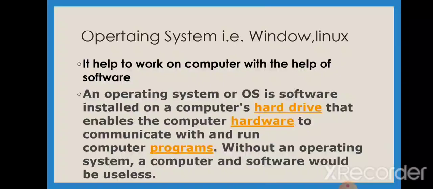An operating system, or OS, is software installed in computer hardware that enables the computer hardware to communicate with and run computer programs. Without an operating system, a computer and software would be useless. Without installing any Windows in your computer system, your computer is useless. Alright students, this is your operating system. When you purchase your computer, first of all you have to install an operating system. After that, it will work with any software.